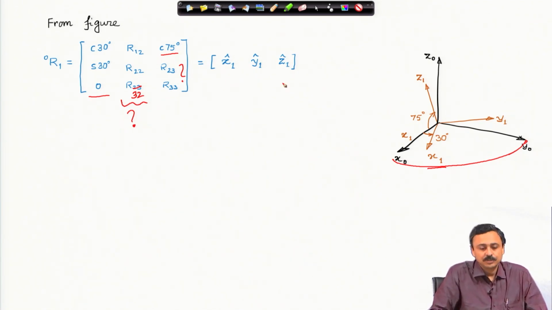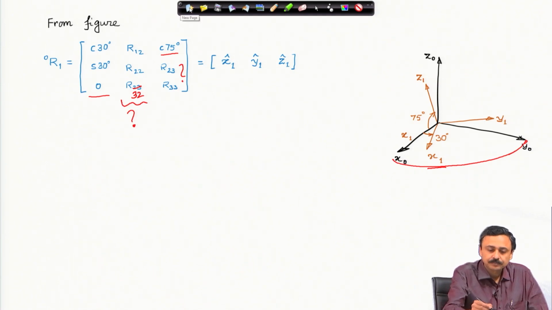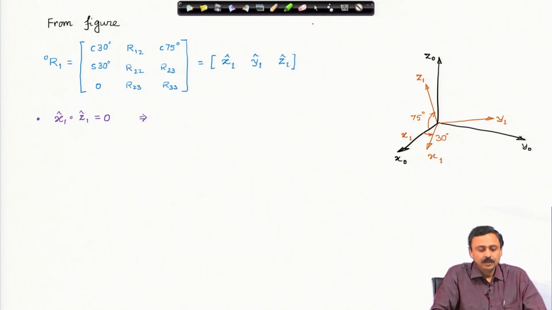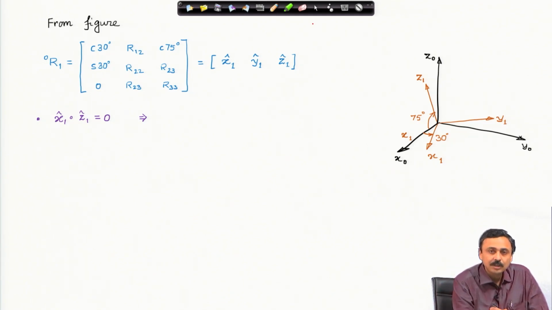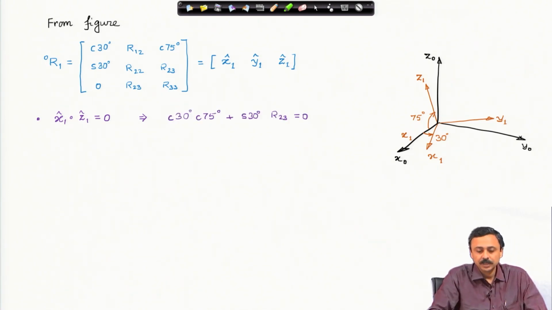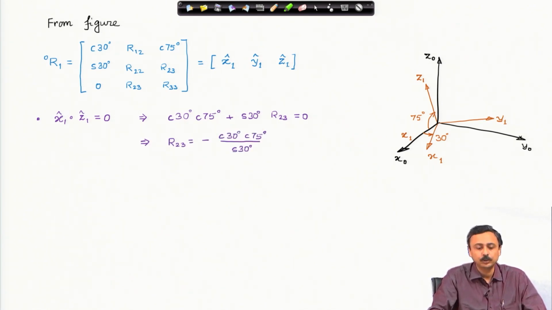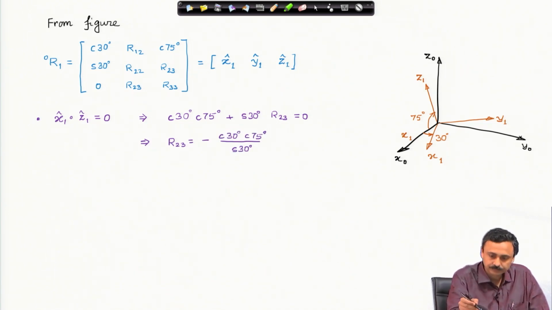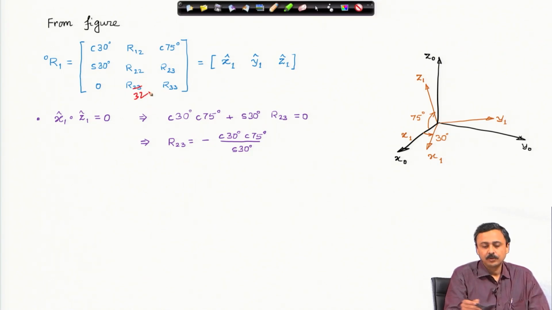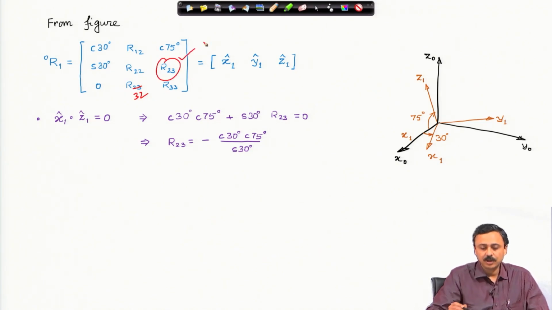Now, these are the columns of course. But what I definitely know, this is the property of rotation matrix, that the first column and the third column dot product must be 0. We have been discussing this property. In other words, take the dot product, this is what you will get. From here you can solve for R23. Note this correction, this is 32. You can solve this, this is now known.